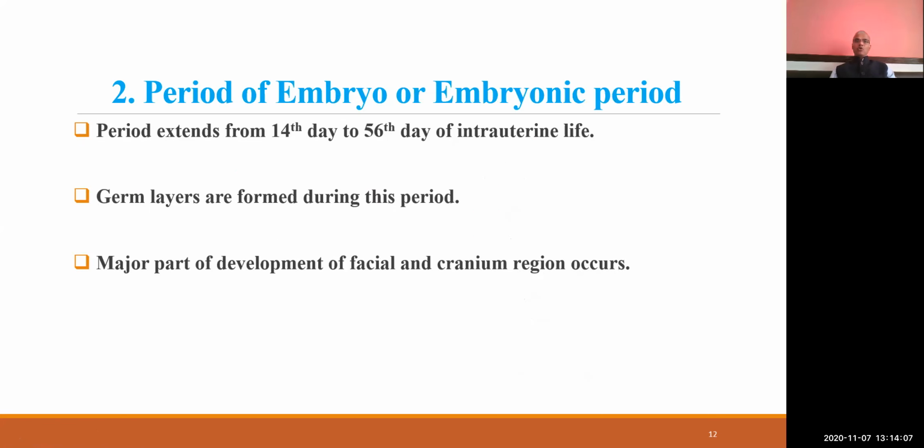Then the period of embryo, or embryonic period, extends from the 15th day to the 56th day of intrauterine life. The germ layers are formed during this period, and the major part of development of the facial and cranial region occurs in this embryonic period.